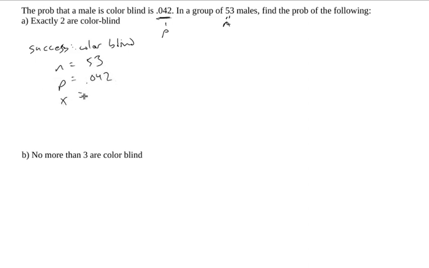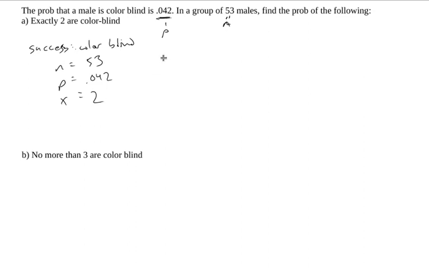And x, we're saying the probability that exactly 2 are colorblind. Since we're counting colorblind people, I don't need to do anything weird with that. And we get x is exactly 2. If I wanted to swap this around and have a success being somebody not being colorblind, I would have to change my probability to 1 minus this number, and my number of successes to 53 minus 2, which is 51.